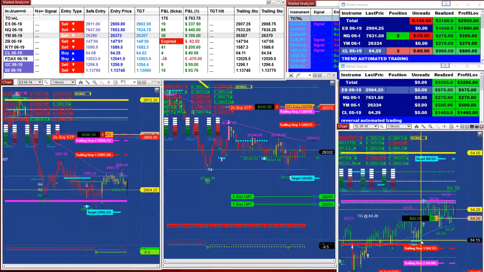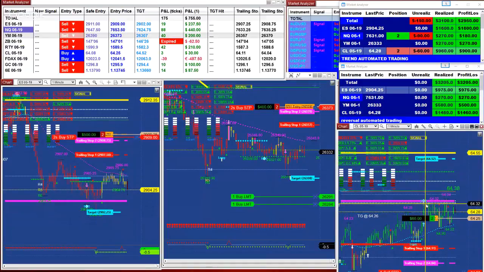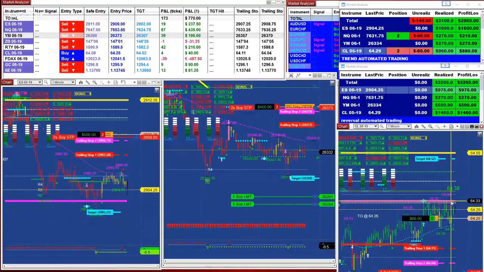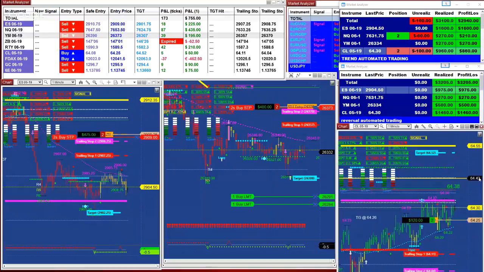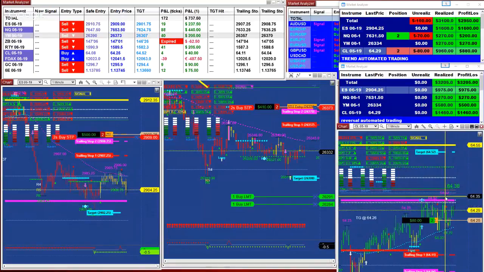We're going back to the 64.15 testing, because it has tested that level so many times and it didn't work for it. So it's trying to break it. Let's see. But at least we know where we are with the CL.